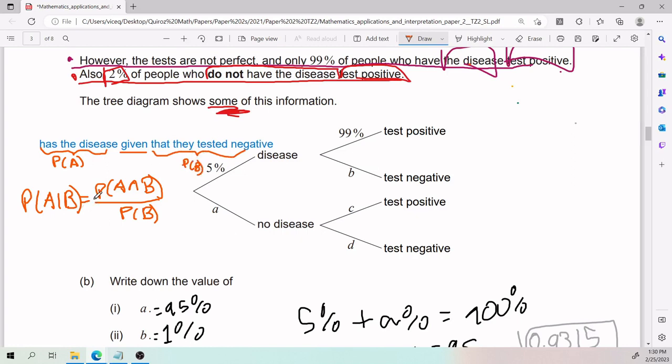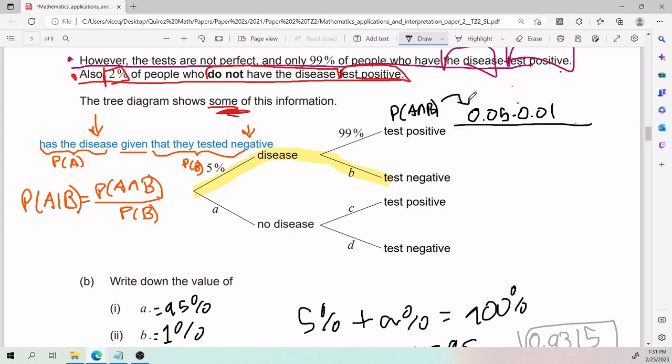And so A and B is going to be has disease and tested negative, which is actually what we did for part A. So part A is exactly that. For part A, we found that we had to do 0.05 times 0.01. Okay, so that right now is plugging in for P(A and B).